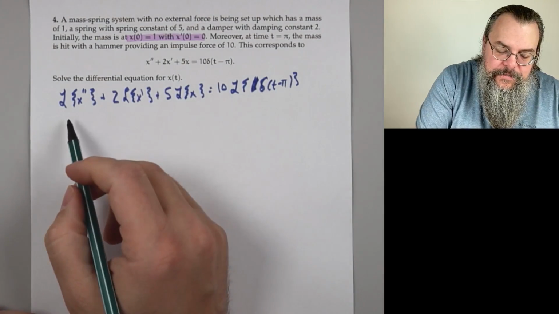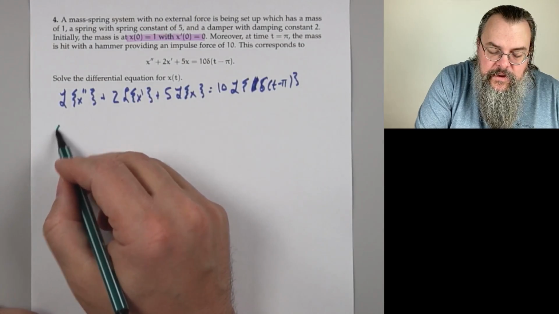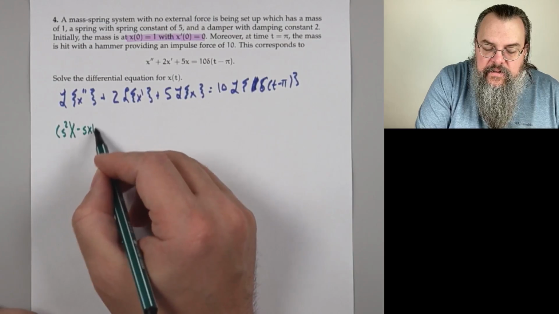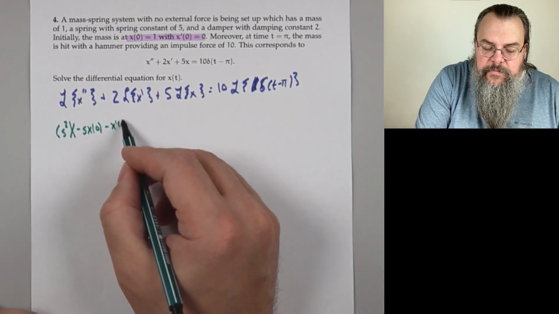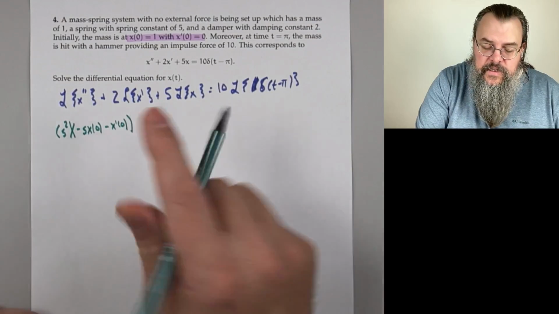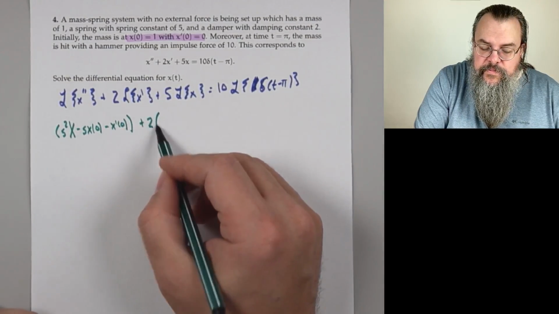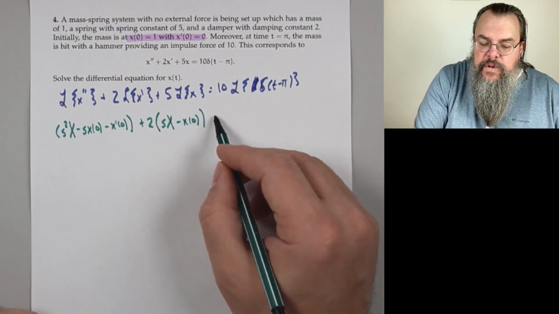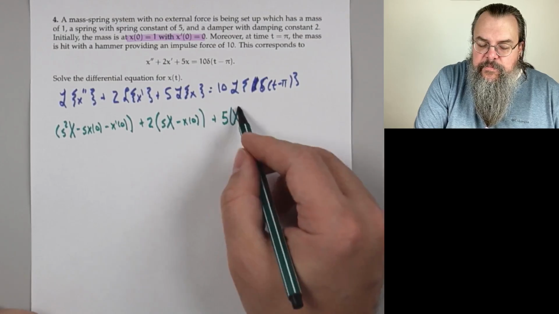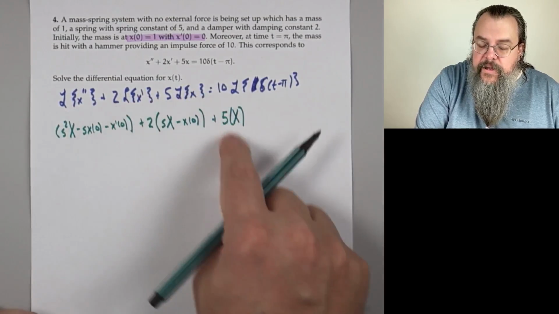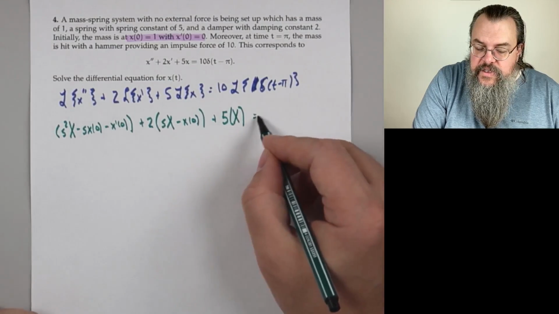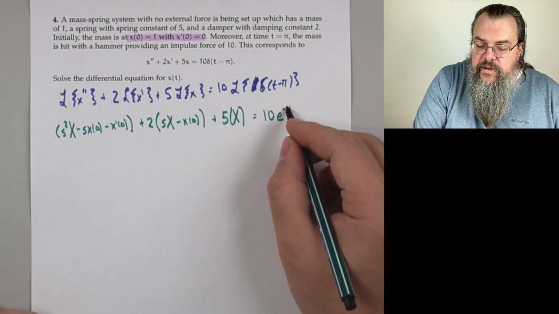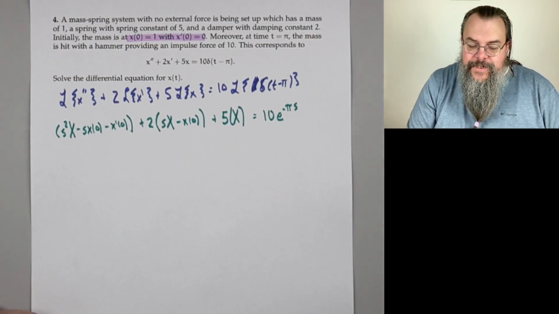How do we take the Laplace transform of x double prime? Well, that's s squared capital X minus s x of 0 minus x prime of 0 from the formula sheet, plus 2 s capital X minus x of 0 plus 5 capital X. Okay, so just taking the Laplace transform of each part is equal to 10, and the Laplace transform of delta will be e to the minus pi s. Good.